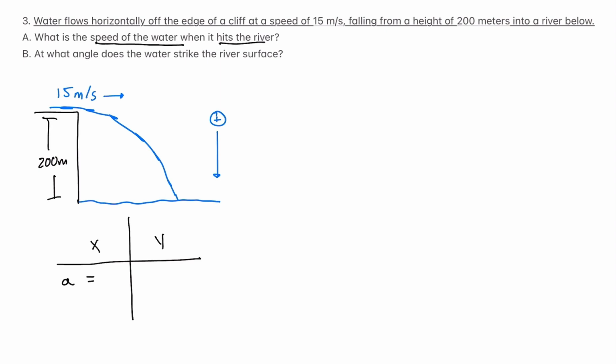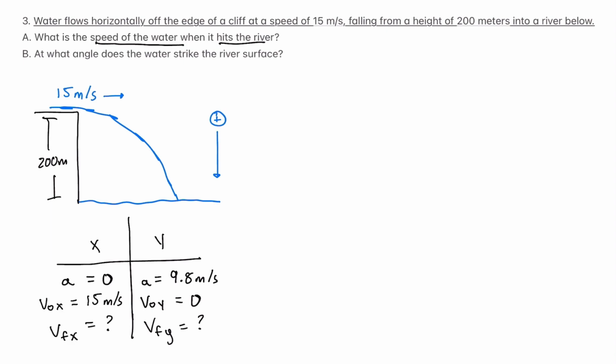There's no acceleration in the x direction, but gravity works downwards on the water. V naught x is 15 meters per second, but there's no initial y velocity. And we're looking for V final in the x direction, as well as V final in the y direction. Part A asks us the final velocity when it hits the water.